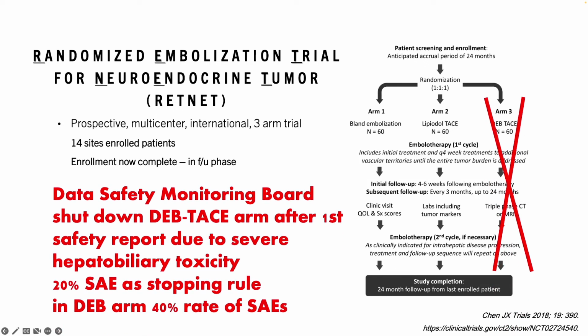And what we found, there's a big red X. That's bad, okay? The Data Safety Monitoring Board, after the first 30 patients, so 10 in each arm, so 10 that got bland, 10 that got DEBs, and 10 that got chemoembolization, what they found is that they had to shut down the DEB arm. So the little beads that have drug on them, they had to shut them down because they had such a high toxicity rate or adverse event rate that we couldn't continue the study with that, okay?